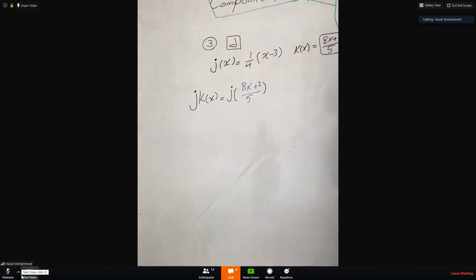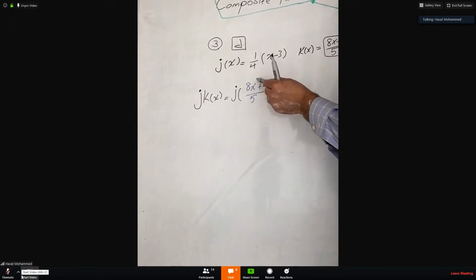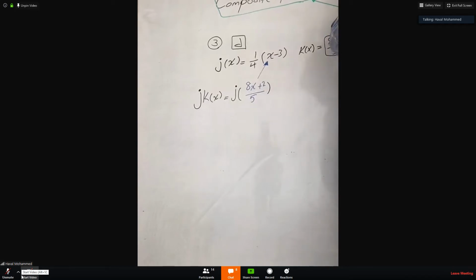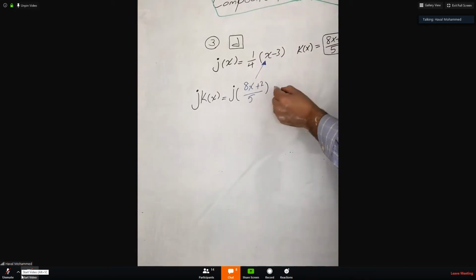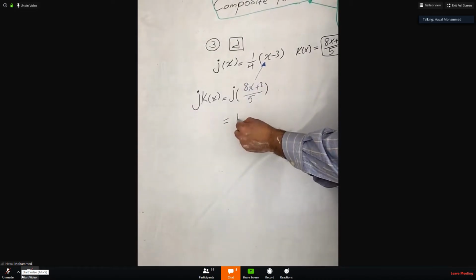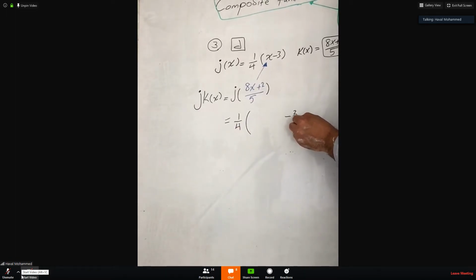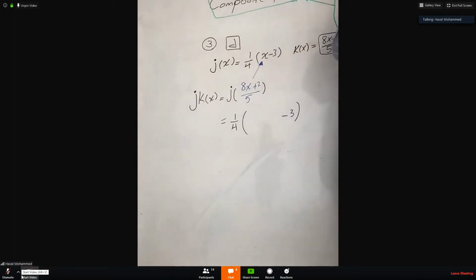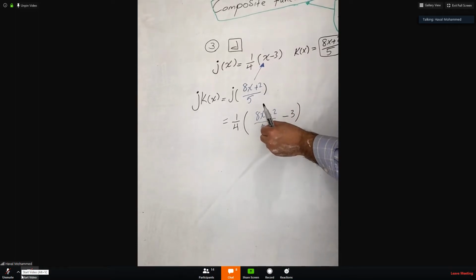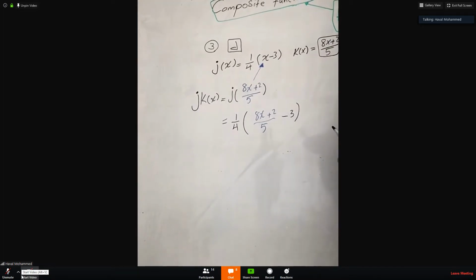That's step 1. Step 2, plug this value instead of x in j(x), in that function. And what is my function here? Okay, I'll write it underneath. It's 1 over 4, then this is 1 over 4, and minus 3. But instead of x, I have to use (8x plus 2) over 5. Is it clear so far?